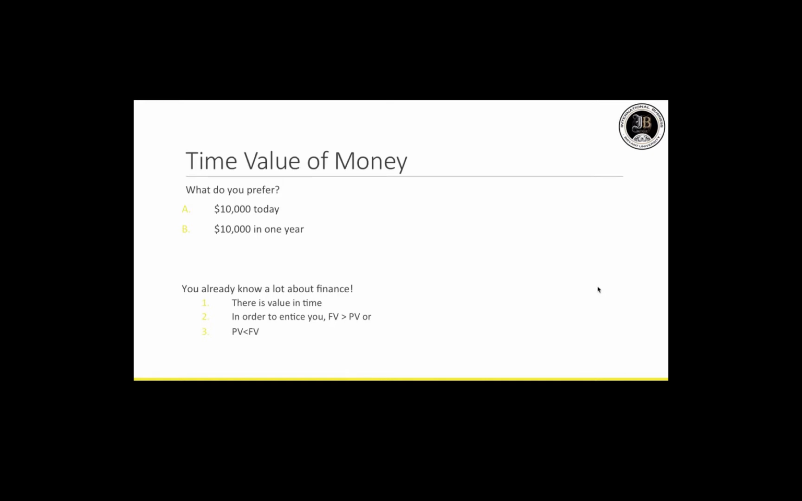And actually, in order to entice you, the future value of this number here in 1 year has to be bigger than what it is today to make you take option B. Alternatively, we could say that the present value has to be smaller than the future value, which is actually stating the same thing.